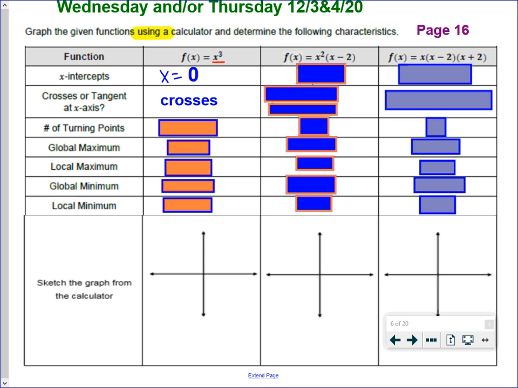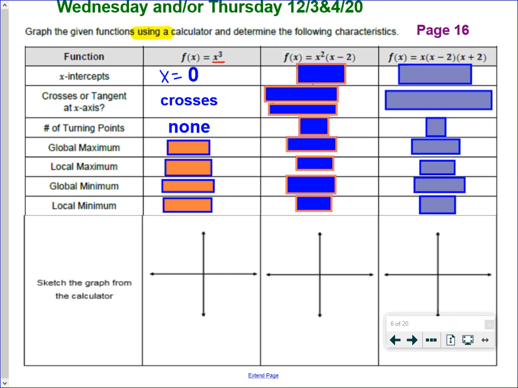How many turning points do we have? We actually have no turning points. That's because there's no time in this function where the function goes from increasing to decreasing or decreasing to increasing. It slows down how fast it's increasing next to the x-axis, but it never actually goes from increasing to decreasing. So in that case, we have no turning points.